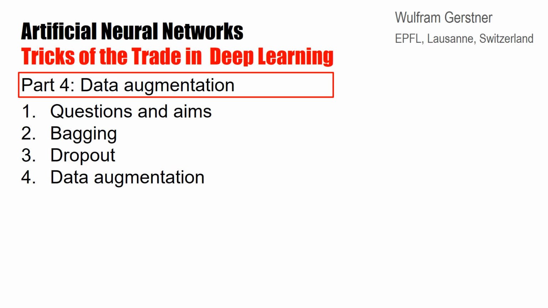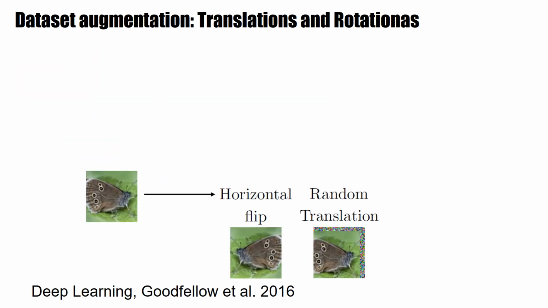This video covers data augmentation. Data augmentation is a method of regularization, and it works like this. You start with a database of P data points. Let's say the data points are images.